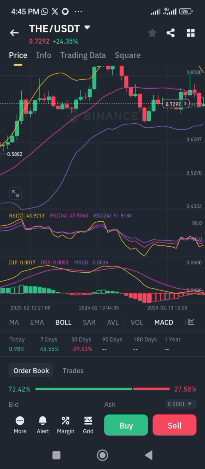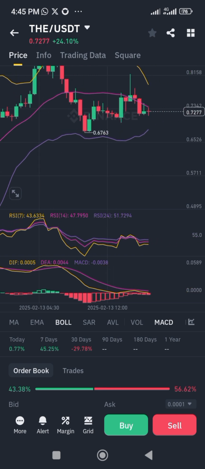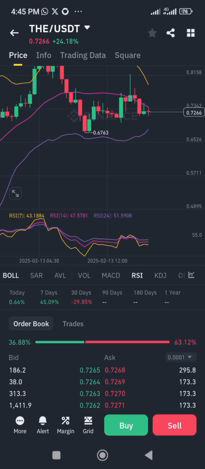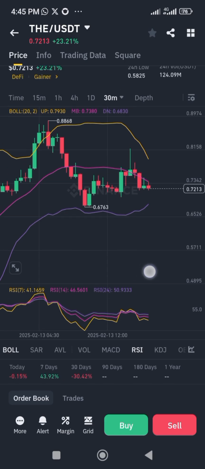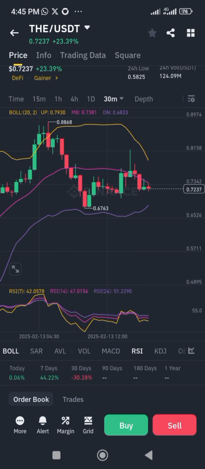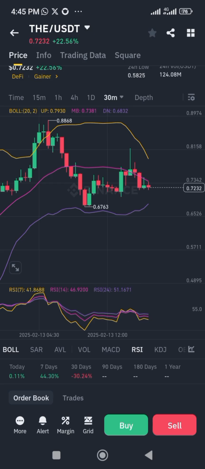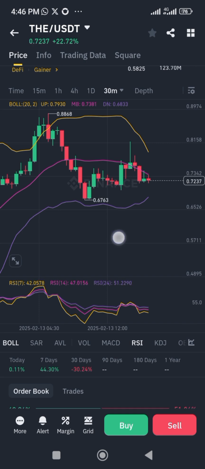I will now click on Bollinger Band, and the next one I'm going to select is RSI. So we are using Bollinger Band and RSI for this strategy. Let me first explain Bollinger Band. This Bollinger Band is an indicator that shows the low and high of a coin.